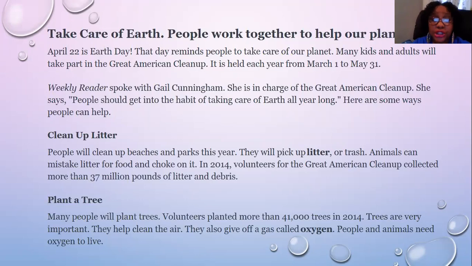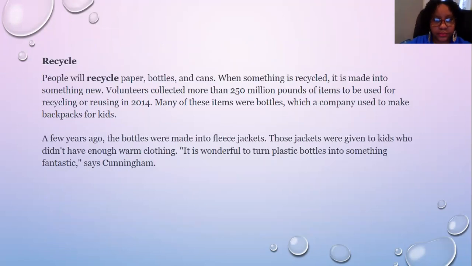We just learned about how to clean up litter, and we learned about planting a tree. Next, we're going to read about recycling. Recycle. People will recycle paper, bottles, and cans. When something is recycled, it is made into something new.